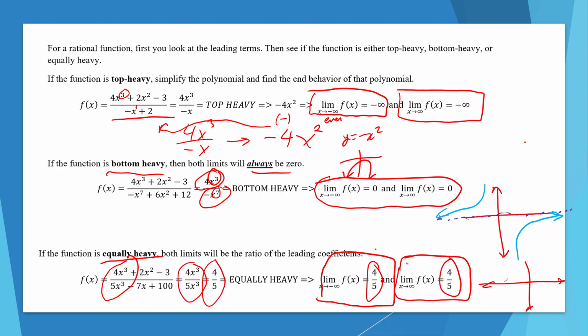So let me draw what that could look like, where you also have a horizontal asymptote at y equals 4/5, and then what it would look like graphically could be the same thing, where it will approach that number from both sides as well.